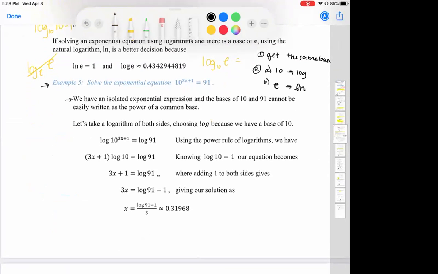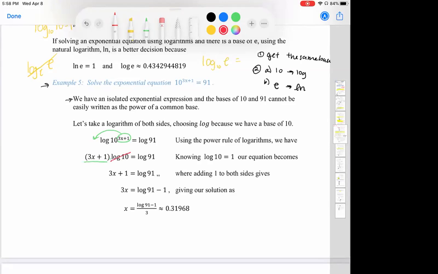We have an isolated exponential expression, and both the bases 10 and 91 cannot be written as the power of a common base. Let's take the logarithm of both sides, choosing log because we have a base of 10. So if we take log of both sides, the whole purpose of that is so I can take my exponent and move it to the front. All right, so we have our exponent in the front now. And now I see log of 10. That's one, that's gone. Wonderful, so I don't have to write log as many times.